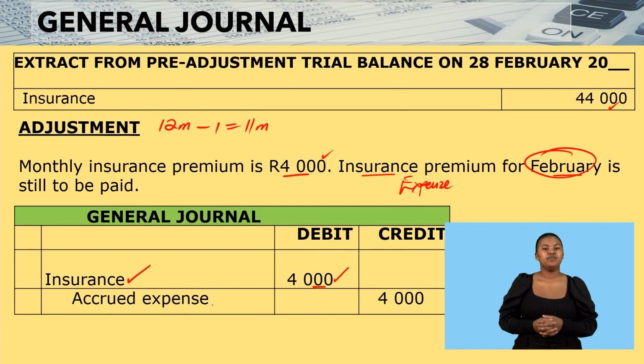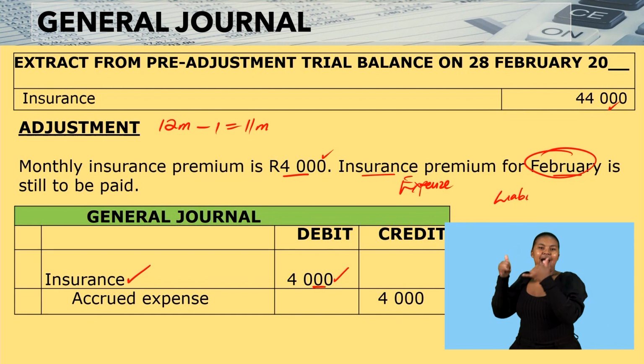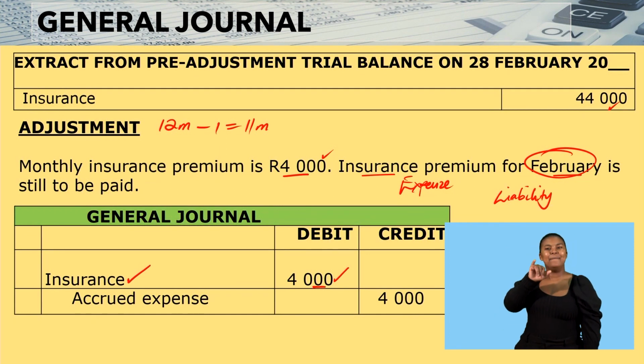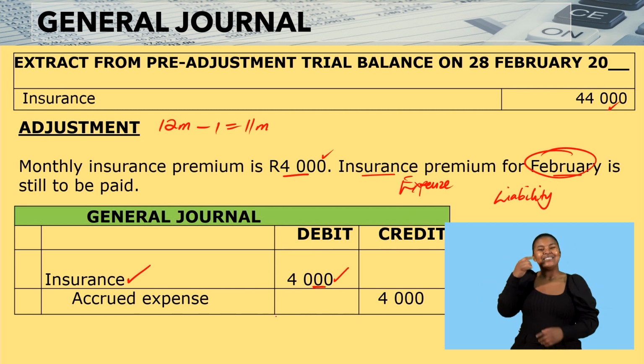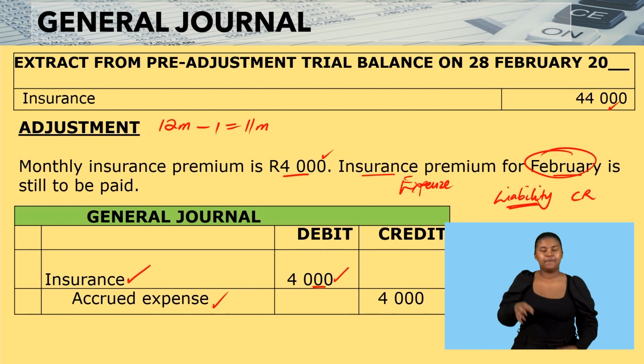Then we come to the accrued expense. It is now very important to understand that once an expense is accrued, we are owing a particular company. It becomes, therefore, a liability. A liability means we are owing. In this case, we're owing for our insurance. So we come here, then we will credit accrued expense. Remember, liabilities have a credit balance. So we'll credit our accrued expense with 4,000.